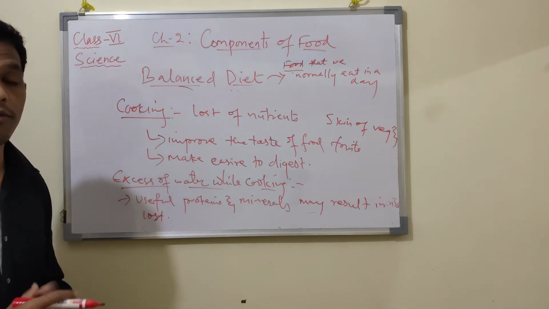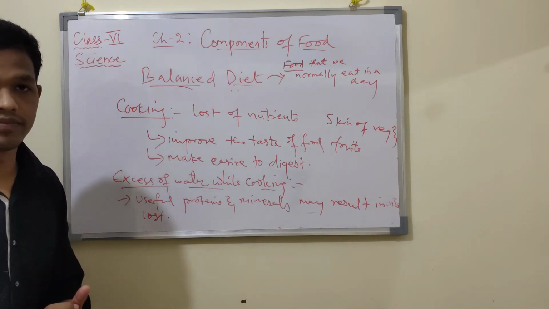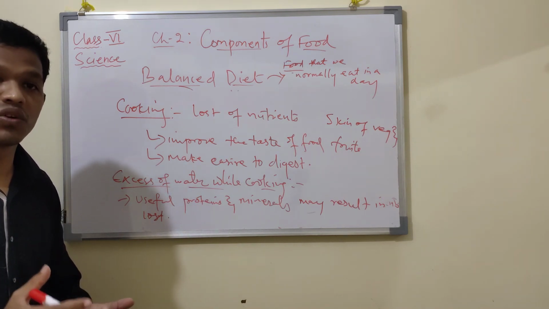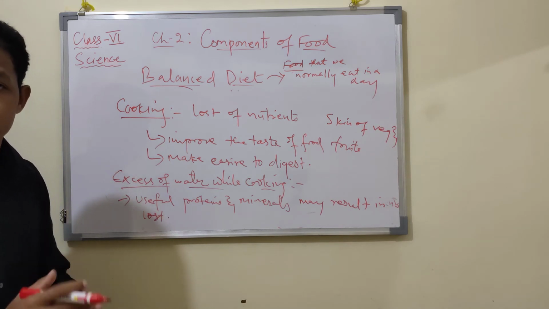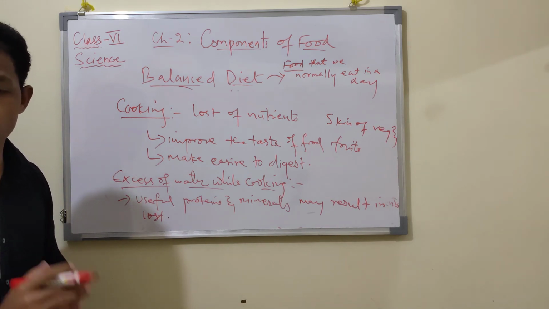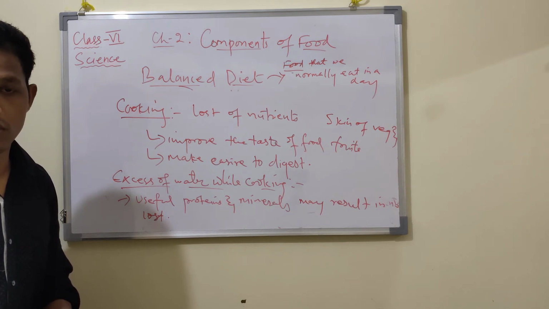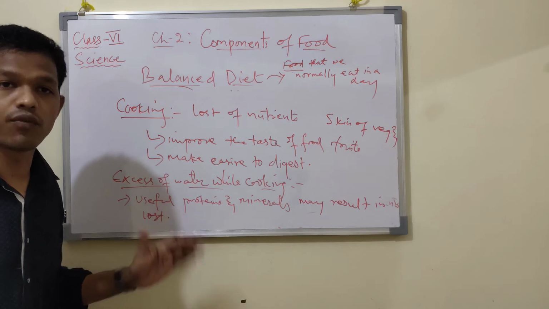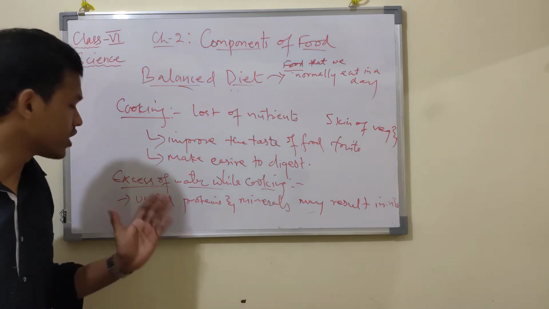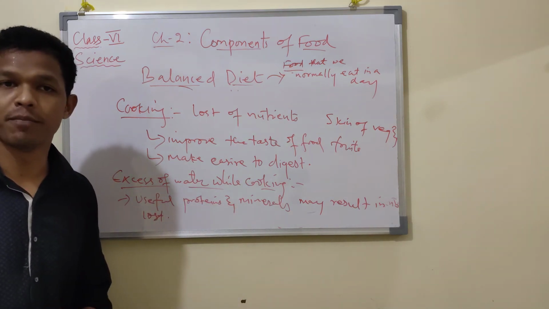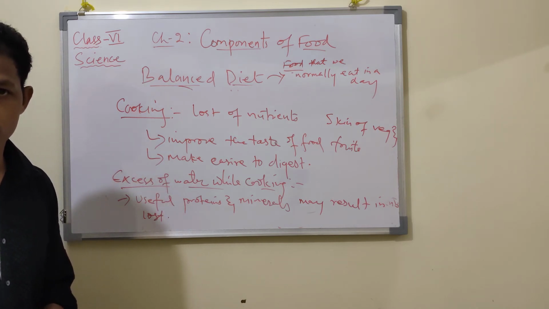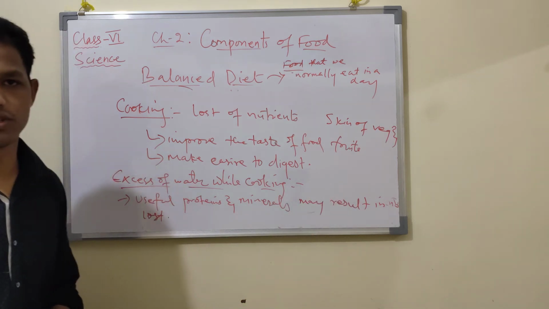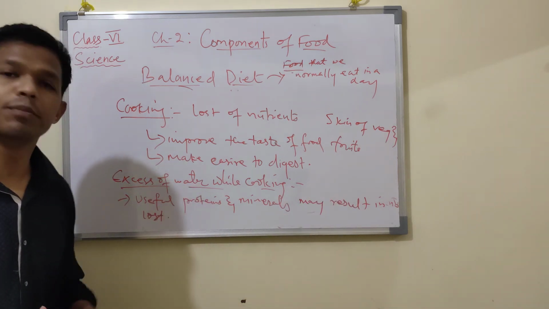After cutting vegetables, you should not wash them. Before cutting, we should wash. After cutting, if you wash, it may result in loss of vitamins present in the vegetables or raw fruits. Therefore, while cooking we should not use excess water. If you use excess water, useful proteins and minerals may get lost.